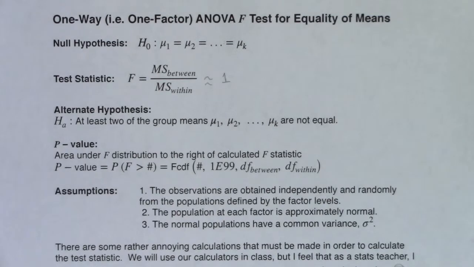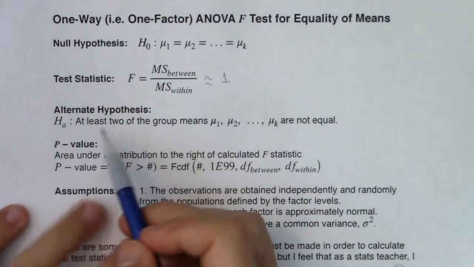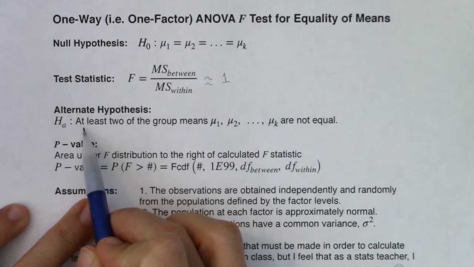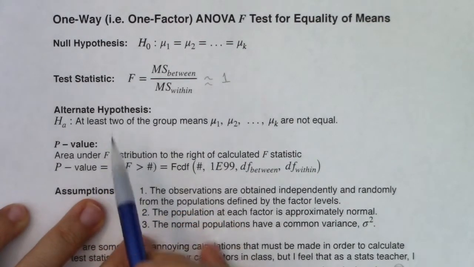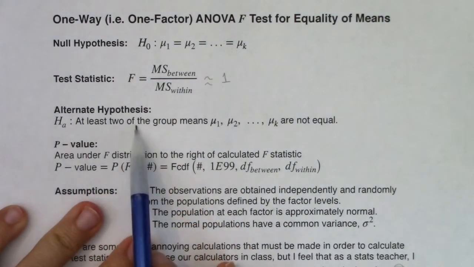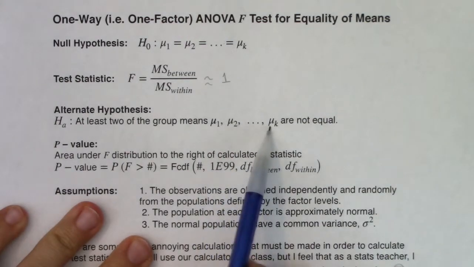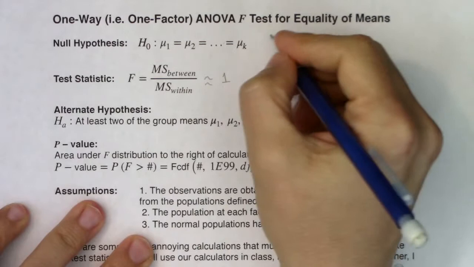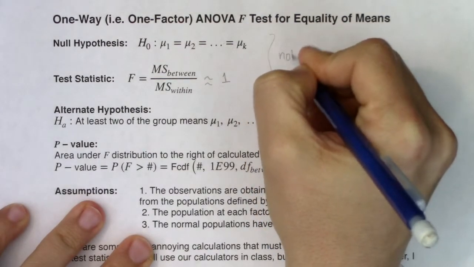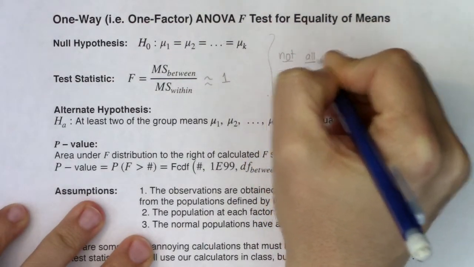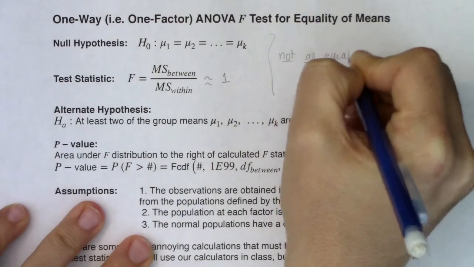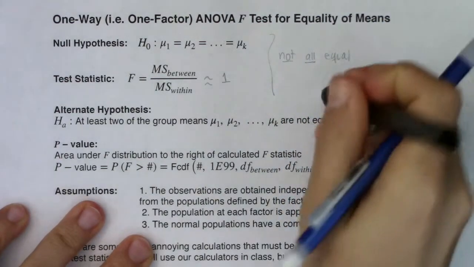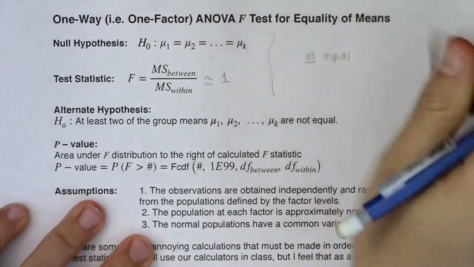to reject the null. Now, the alternate is written with some words, and it might seem a little convoluted, but let's talk about it. It says at least 2 of the group means are not equal. So if the null is that all of these are equal, the complement is that they are not all equal. I want to emphasize the word all.